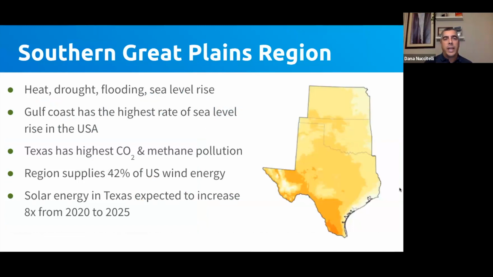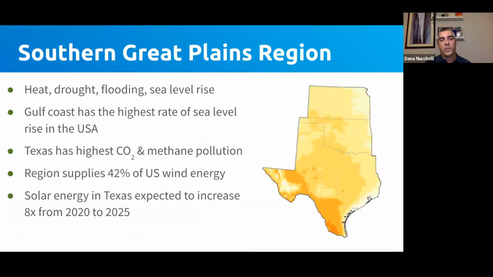So now we're going to shift down to the southern Great Plains, where we've got Texas, Oklahoma, and Kansas that have to worry about heat, drought, flooding, and sea level rise. In fact, the Gulf Coast has the highest rate of sea level rise in the United States because not only do they have rising sea levels, but they have subsiding land. So it's a dual effect there that causes more encroachment of sea levels onto the coastline.